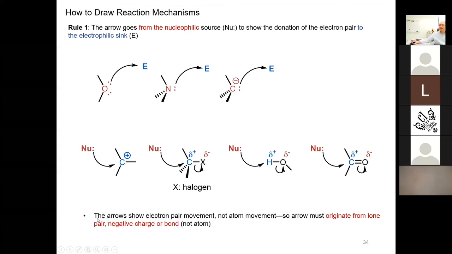So one thing to keep in mind is that the arrows show electron pair movement, not atom movement. So an arrow must originate from a lone pair, negative charge, or bond. Only three. Okay, you cannot make the arrow start from oxygen. I will show you several examples to describe this arrow pushing. So you cannot draw an arrow from the oxygen to E. You have to draw it from the lone pair of the oxygen to E.